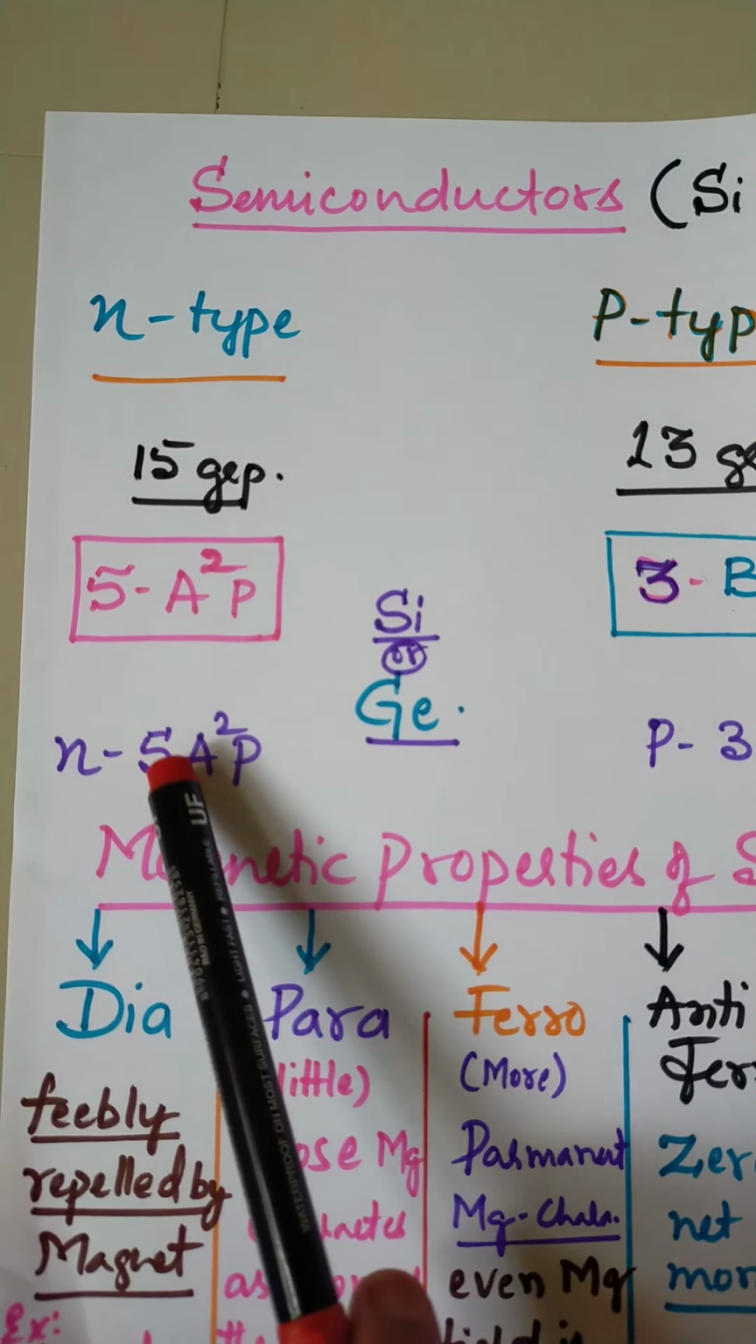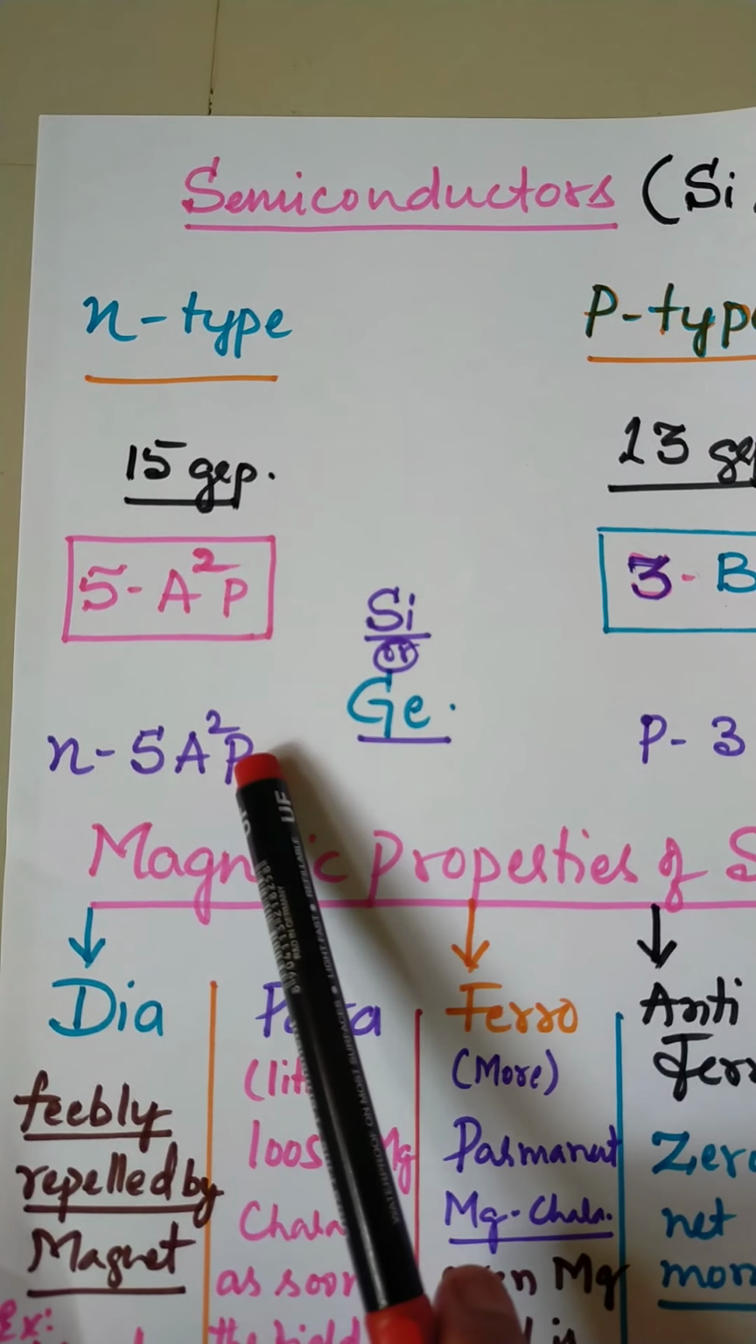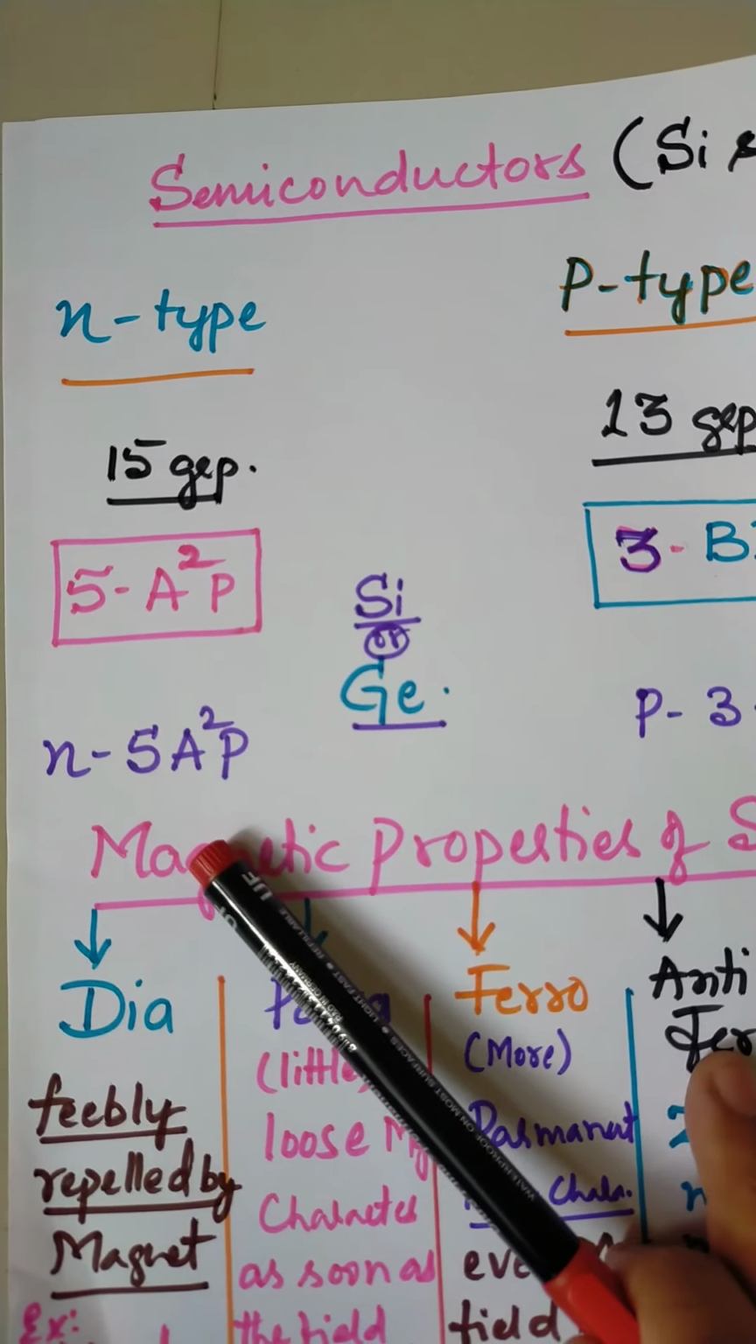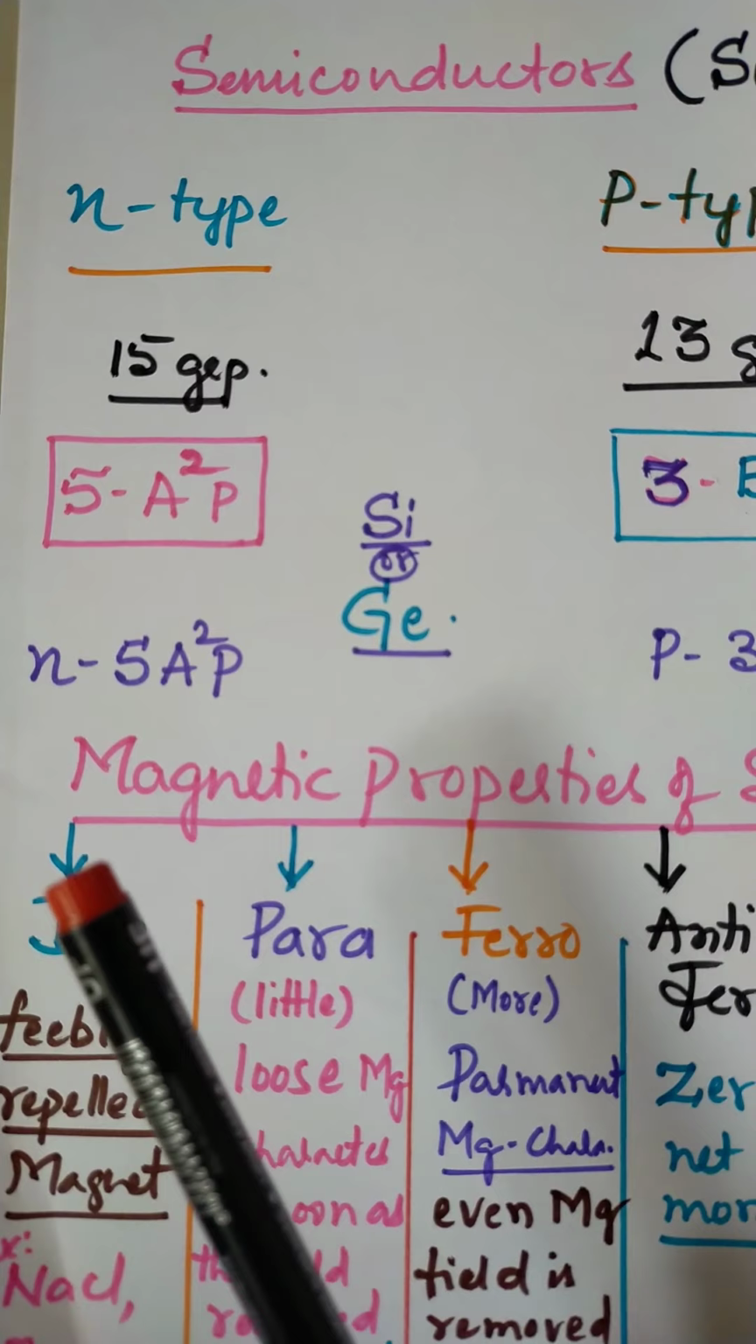N means N type, 5 means pentavalent: antimony, arsenic and phosphorus. This is an N type of semiconductor. Very easy method.